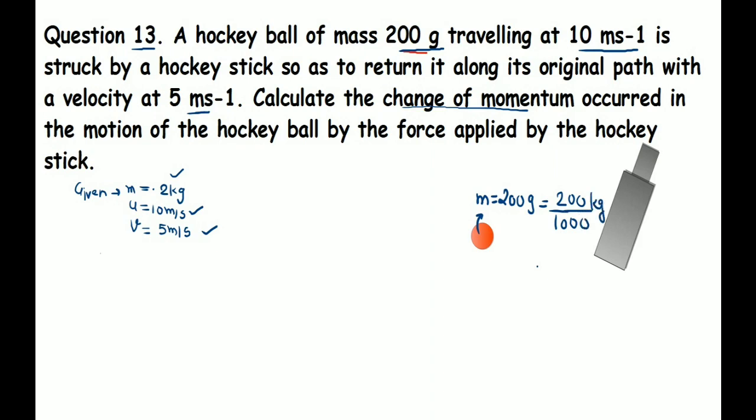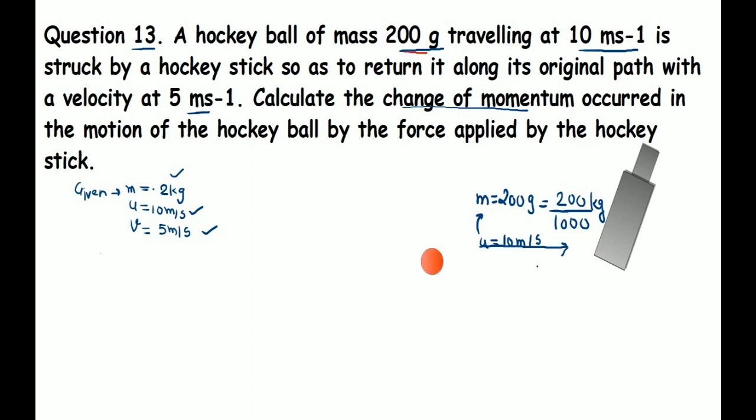As we all know, we have solved so many questions. So this mass of ball will now be converted as 2 by 10 kg, or we can write it as 0.2 kg. Now this ball is moving with 10 meter per second velocity. So this ball has initial velocity of 10 meter per second. Here we will check the standard unit of velocity is given in correct format, meter per second.